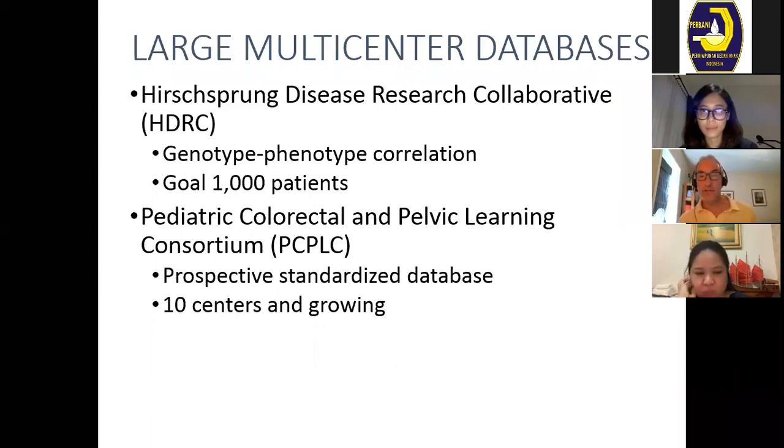No single center has enough patients to answer that question. But if you have a consortium of hundreds and hundreds of patients with total colonic Hirschsprung's, where the data is being collected in the same way, then it will be possible to answer those questions.